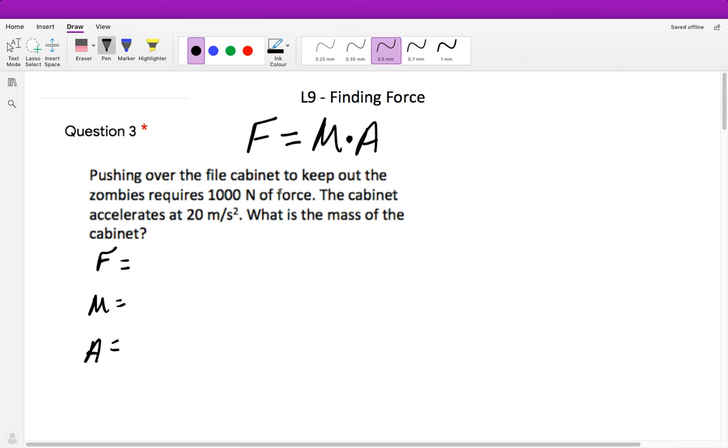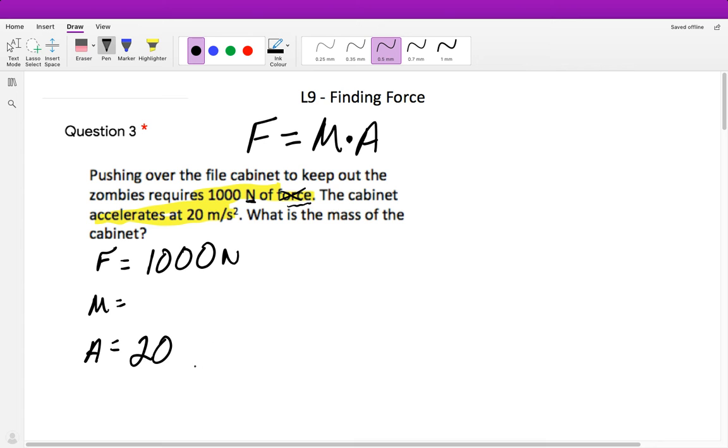So pushing over the file cabinet to keep out the zombies requires 1,000 newtons of force. So right away, they're telling me that this is my force. It tells me flat out because it says a force. But even if it didn't say this, we know that when we see our units be newtons, that's talking about our force. So I can substitute this in. So I have 1,000 for force. Then it says the cabinet accelerates at 20 meters per second squared. So once again, they're telling me right away that it accelerates. So this is where it's going to be accelerating at 20 meters per second squared.